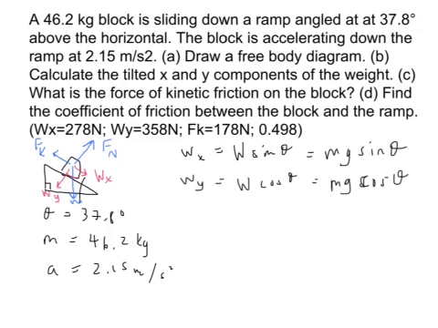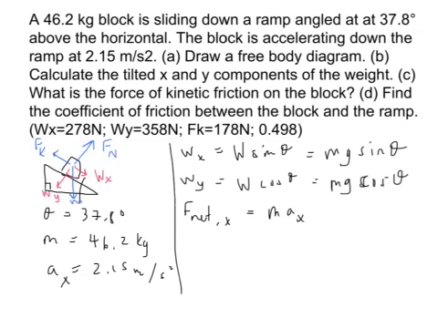The next thing to do is find the kinetic friction on the block. So to find the kinetic friction, we're going to have to use the acceleration we were given. Now, F net x equals m a x, right? And the acceleration down the ramp is 2.15 meters per second squared. So we could really change a here to ax. Right?